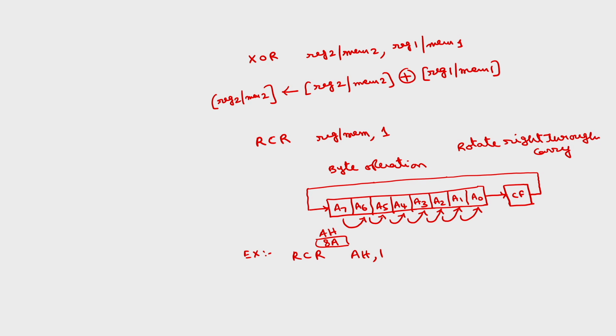So, 8A is nothing but 1000 1010, and if I assume that the carry flag here will be initially set, then what happens is this will move to the carry flag, which becomes 0. The previous carry flag contents will be 1, that will come here, to here which is 1. So, this will move here, this will move here, this will move here, this will move here.